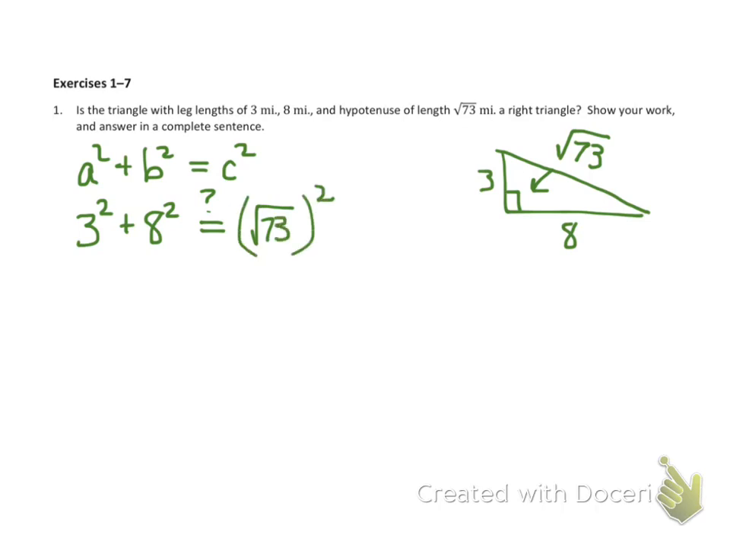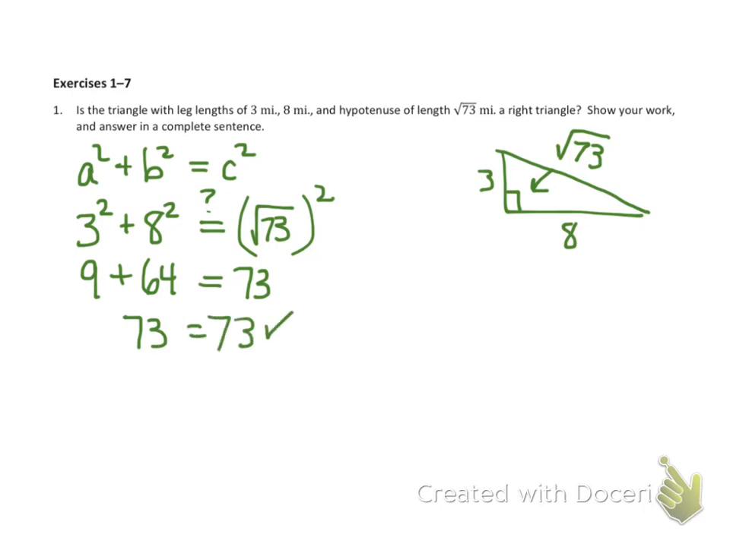Okay, well, 3 squared is 9. 8 squared is 64. And what's the square root of 73 squared? Well, the square root of 73 is that number that I multiply by itself to get 73. So when I square it, I get 73, right? So square root of 73 squared is 73. That's going to be really useful to you. A lot of these problems are going to have square roots in them, so you have to know how to square a square root. But it's pretty obvious when you think about it. So 9 plus 64 is 73. That is equal to 73.